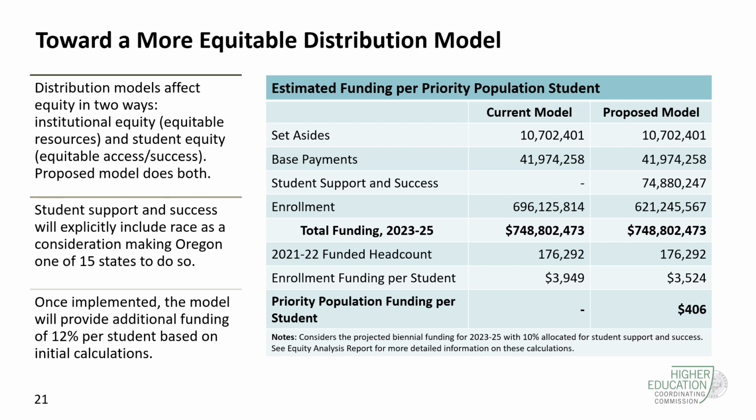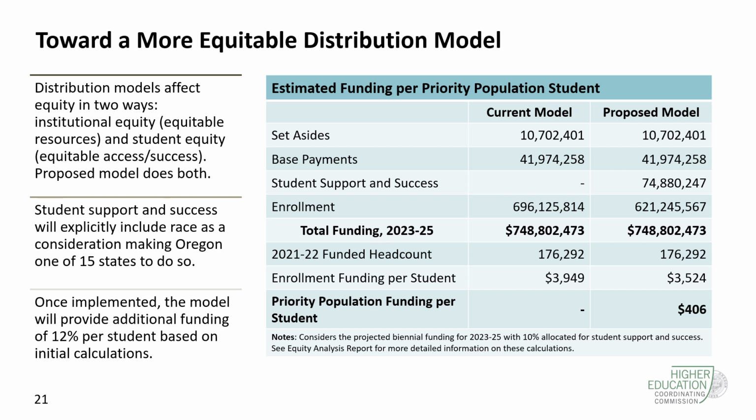And so as we move toward a more equitable distribution model, we first have to recognize that funding distribution models affect equity in two ways. We differentiate between institutional equity, whereby we're providing the colleges themselves with the equitable resources they need to support students, versus student equity, which focuses on equitable access and equitable success. So the current community college funding distribution model does include an institutional equity focus. By that we mean it provides equalized resources.